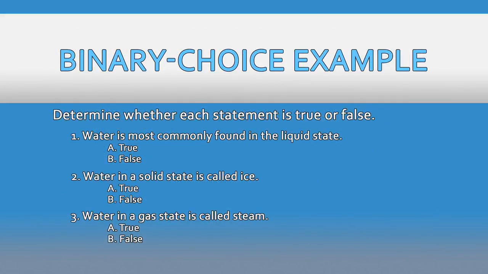Then there's the familiar binary choice, often called true-false. You can actually use other stimulus. You can say appropriate, correct, various things. Now, people make a lot of fun of true-false items.